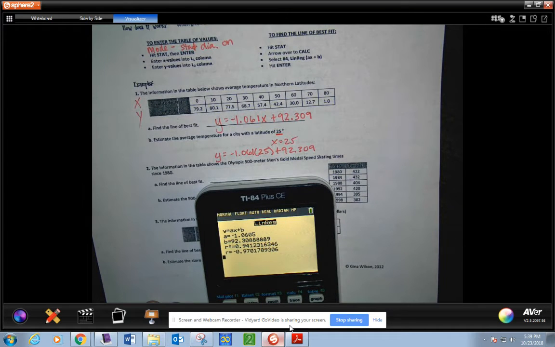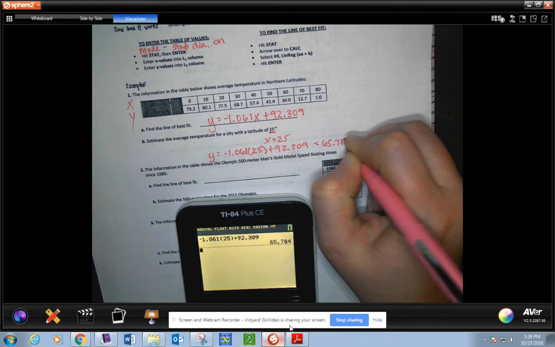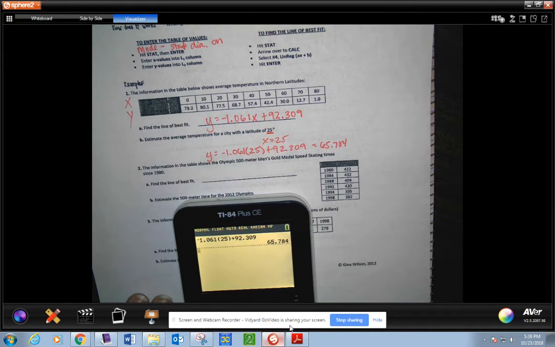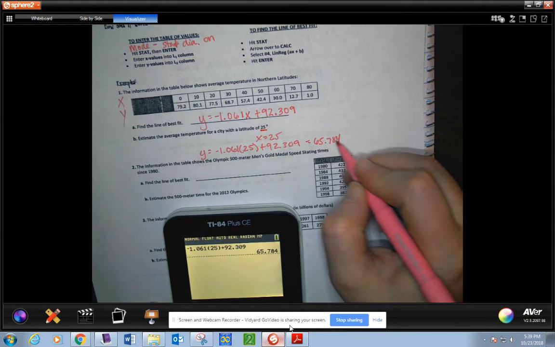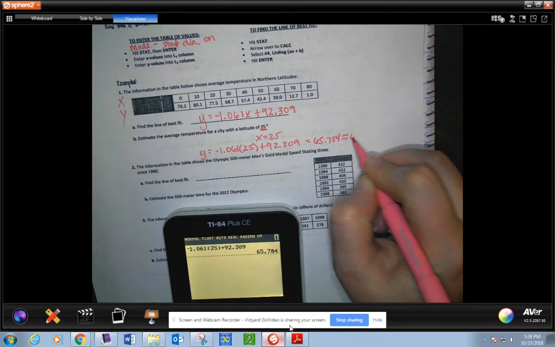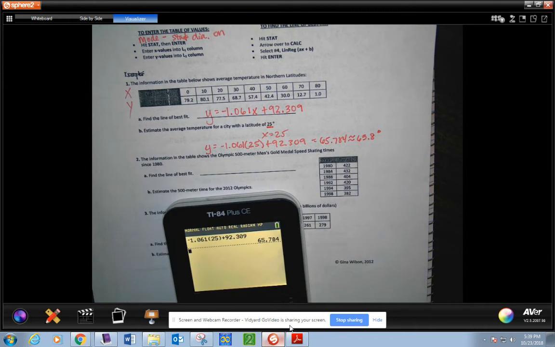So we're going to do negative 1.061, open parentheses, putting in a 25, plus 92.309. And you're going to get the answer 65.784. And I'm going to have you go ahead and round these to one decimal, because if you look up here, these are in decimals. So this is going to be approximately 65.8 degrees. Okay. Moving on to my second table.